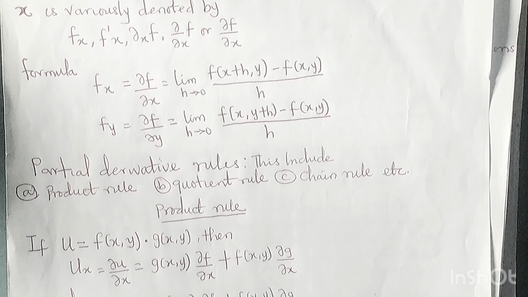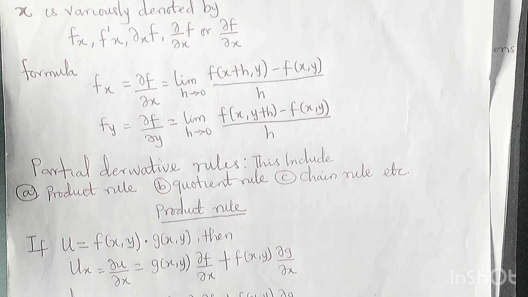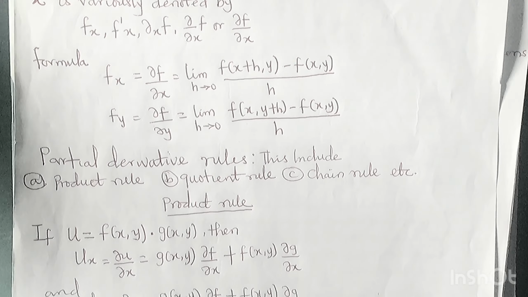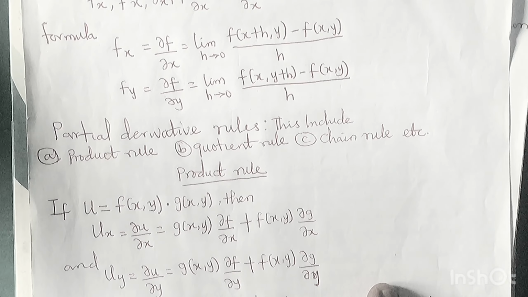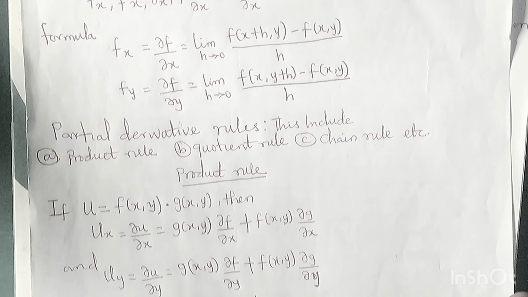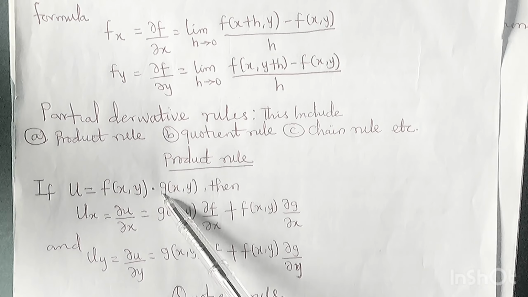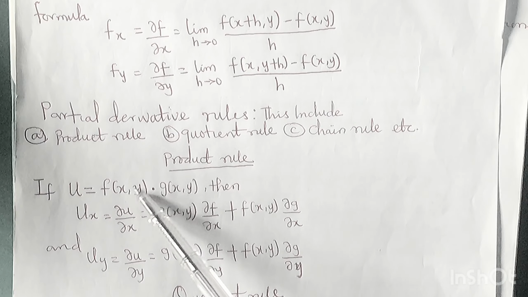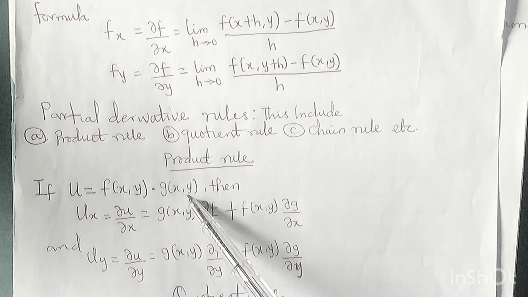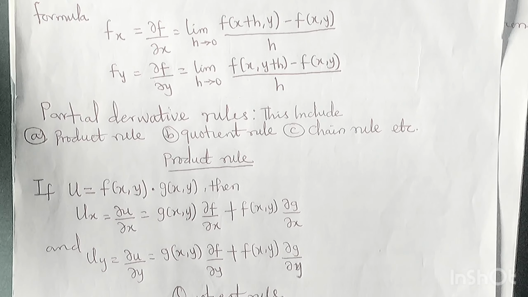All right. So talking about product rule, in normal differentiation, you say if I have two functions of x. But here now, we are dealing with respect to functions of x and y. So we say if u equals f of x comma y multiplying g of x comma y.